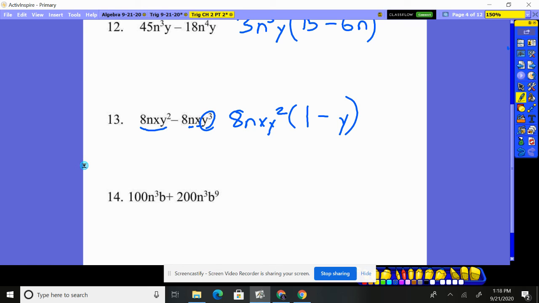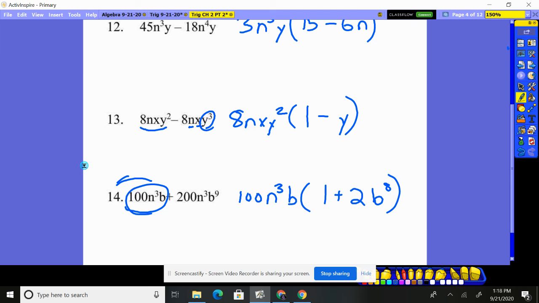14, 100 and 200 have a common factor of 100. N cubed, so I can pull an n cubed out. B to the ninth, pull a b out. Same thing. We factored everybody out of that first part right here. We factored everybody out. So there's a 1 left behind. Plus 2 will give us the 200. N cubed, we factored the n cubed out. It has b to the ninth. We only took a single b out. So b to the 8th is left behind.